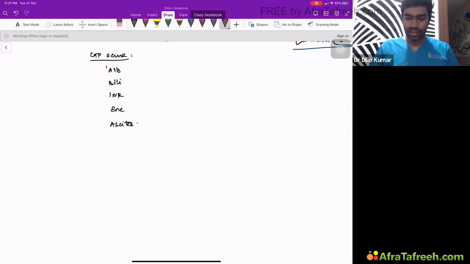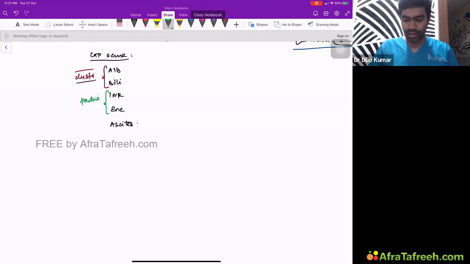In this, albumin and bilirubin are signs of liver cell dysfunction. INR and encephalopathy are signs of liver cell failure. And ascites is a sign of portal hypertension. That's all. Remember, there are 2 things that are very important in this. Albumin and bilirubin are the most important.